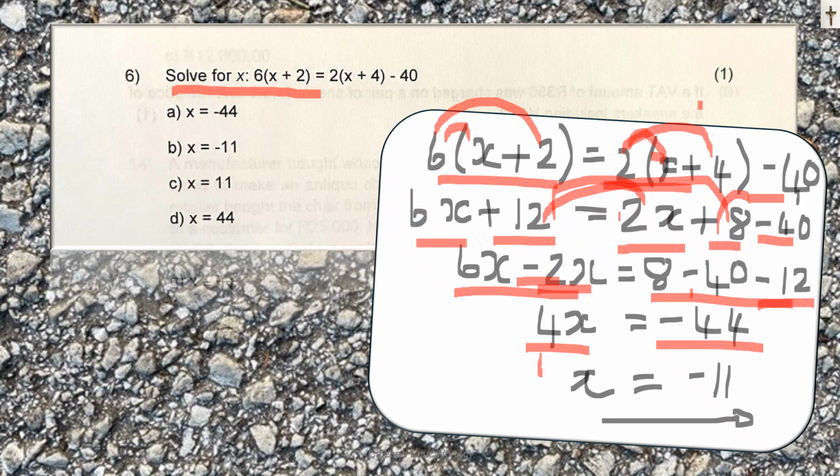Then I divide both sides by 4, and we get x is equal to minus 11, because a negative divided by a positive is equal to a negative. X is equal to minus 11, and the answer is B.